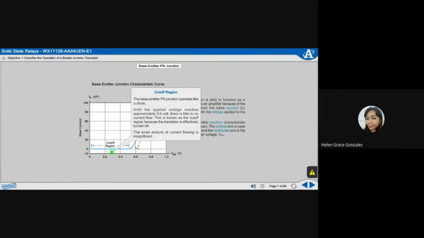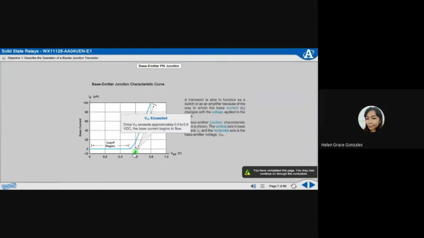Until the applied voltage reaches approximately 0.6 volt, there is little to no current flow. This is known as the cutoff region because the transistor is effectively turned off. The small amount of current flowing is insignificant. Once V sub BE exceeds approximately 0.5 to 0.6 volt DC, the base current begins to flow.